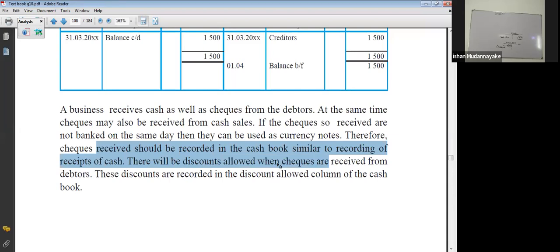Okay, here, if the business organization does not deposit that check on the same day, not bank on the same day, then they can be used as currency note. Therefore, checks received should be recorded in the cash book, similar to recording of receiving cash.